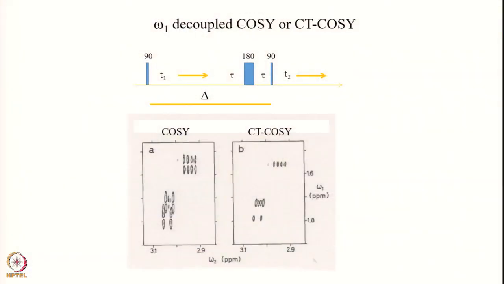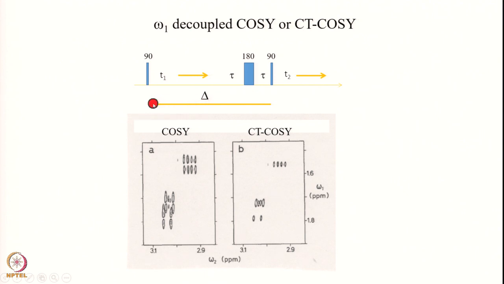Now let us see some other experiment where you want to avoid the difficulties in crowded spectra. What is the crowding that is happening here? Here is an experiment I am showing, which is called omega 1 decoupled COSY. You notice the pulse sequence here looks very similar to that in the case of J scaled COSY, except that this period, which was earlier alpha times T1, is now a constant time period delta.